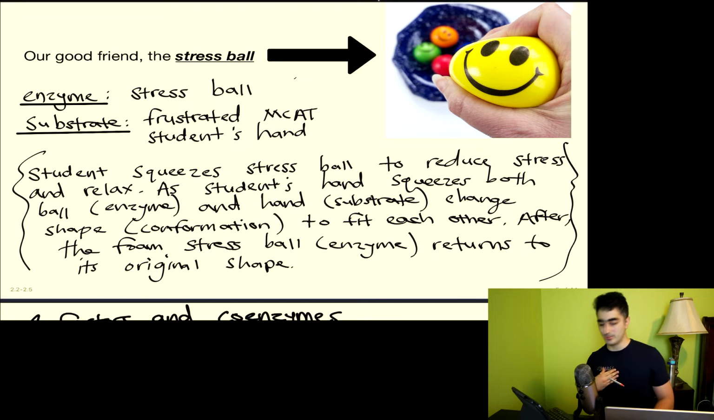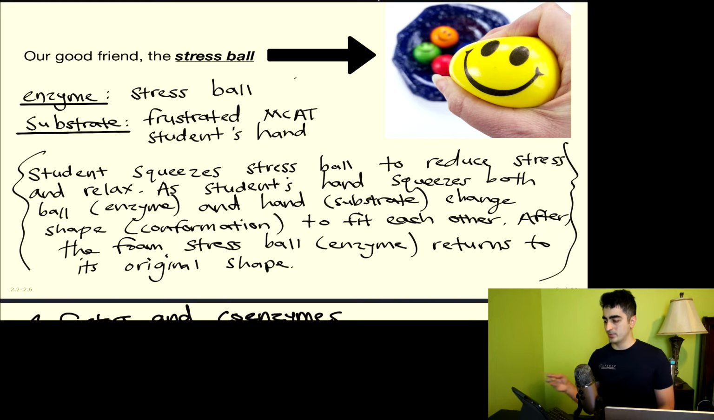So that's us, right? We're completely frustrated. So the student squeezes the stress ball to reduce stress and relax. A student's hand squeezes the ball, and the enzyme and hand substrate change shape. And again, a change in shape in biochemistry, we say change in conformation, to fit each other. After the reaction is performed, the stress ball enzyme returns to its original shape.